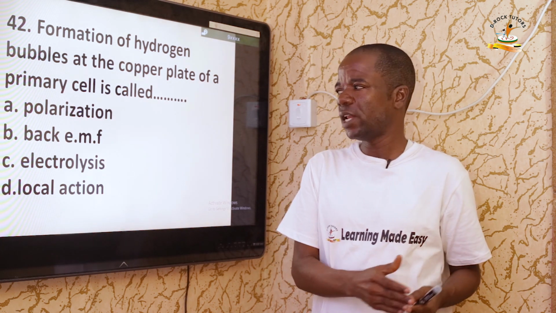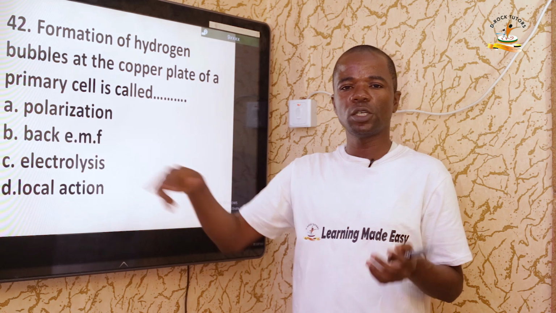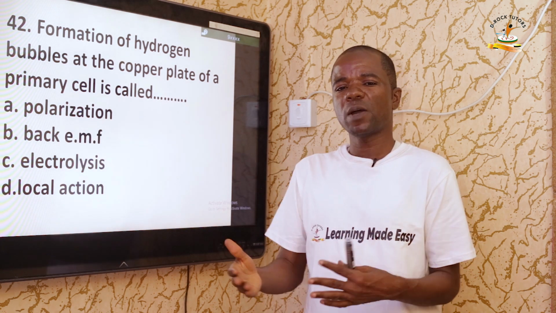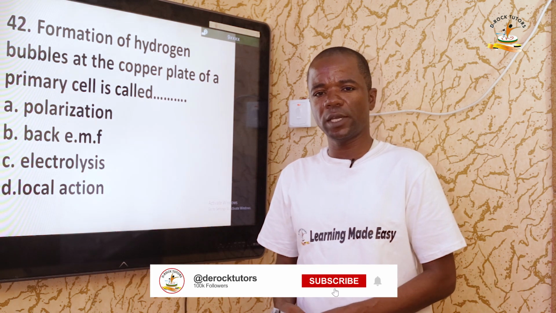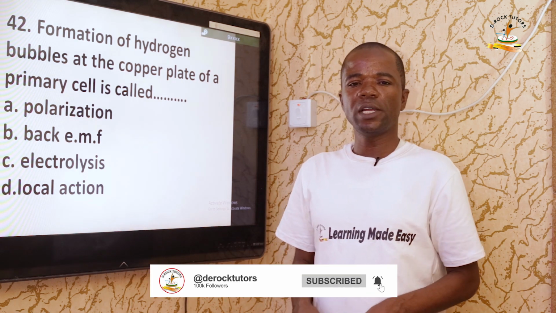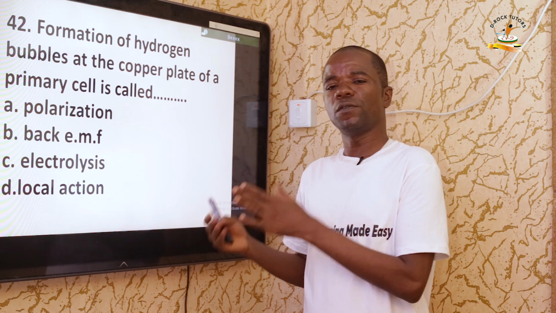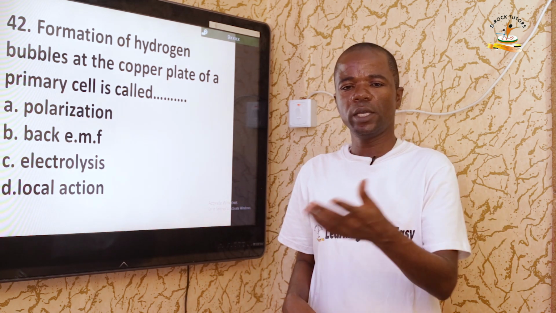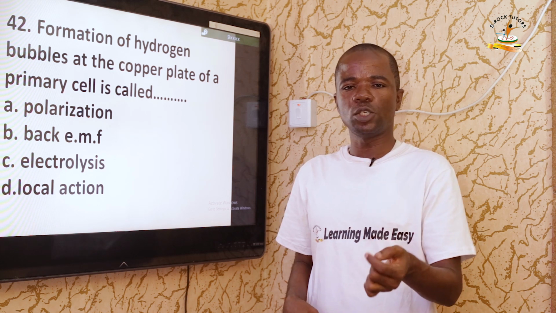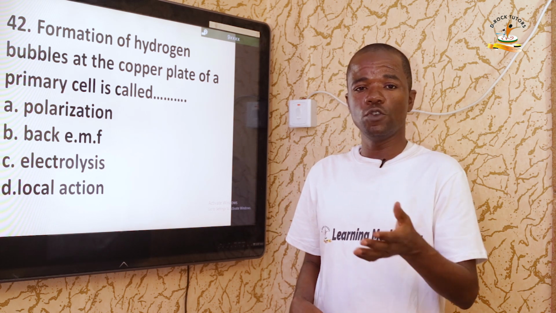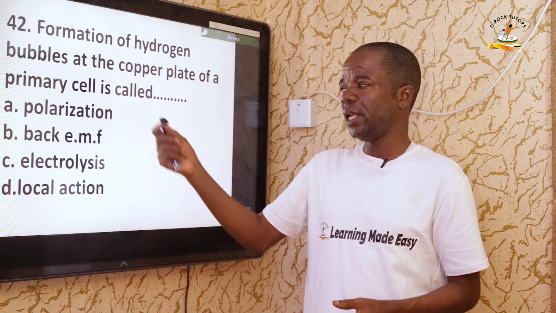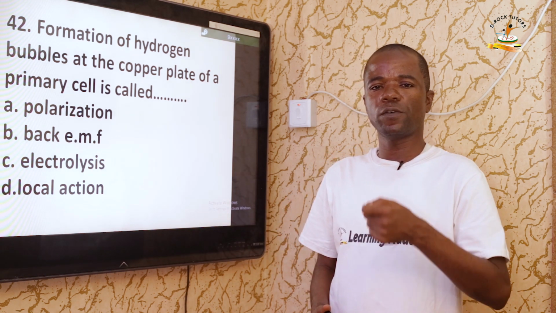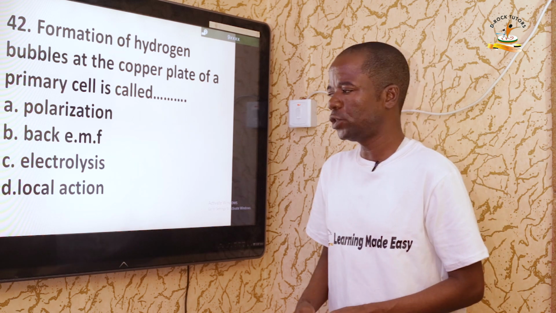Now, how do we prevent polarization? By using a substance called a depolarizer. Different primary cells have different depolarizers. For example, the dry Leclanché cell possesses a different depolarizer from a Daniell cell. In the case of a Daniell cell, the depolarizer that is used is copper(II) sulfate, CuSO4, whereas in a dry Leclanché cell, the depolarizer that is used is manganese(IV) oxide, MnO2.